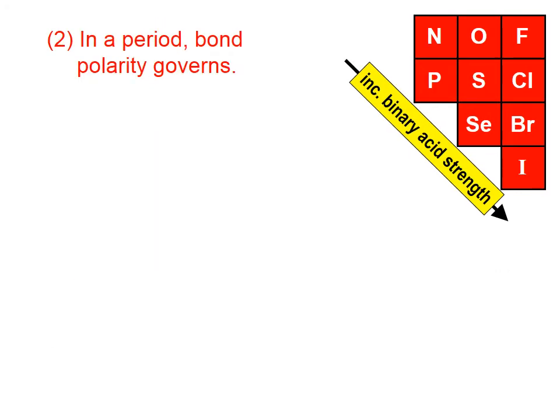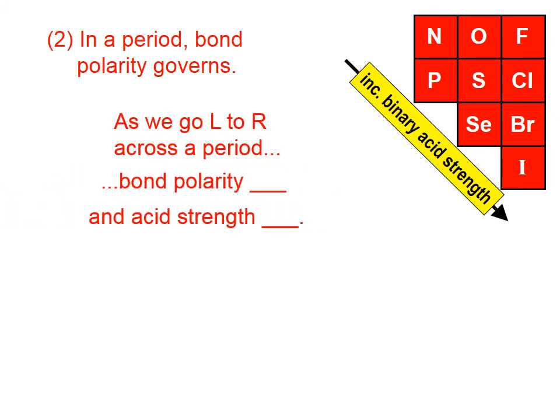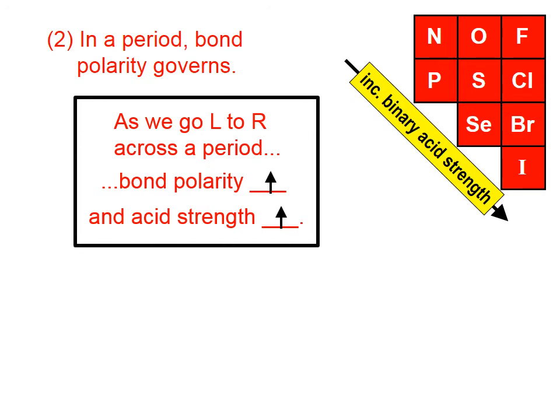In a period, bond polarity governs. So, as we go from left to right across a period, the bond polarity is going to increase and the acid strength increases. And we know this because as we go to the right, you're supposed to know that the electronegativity of the elements increases.